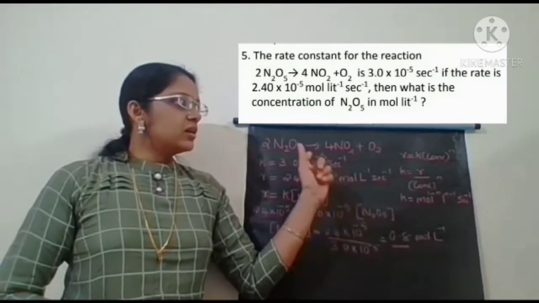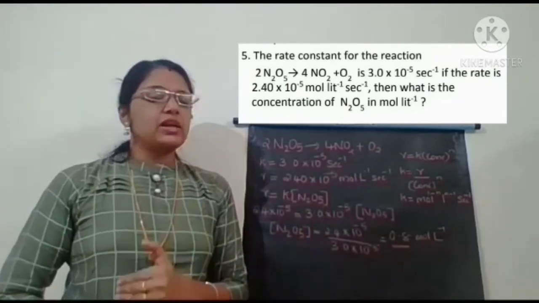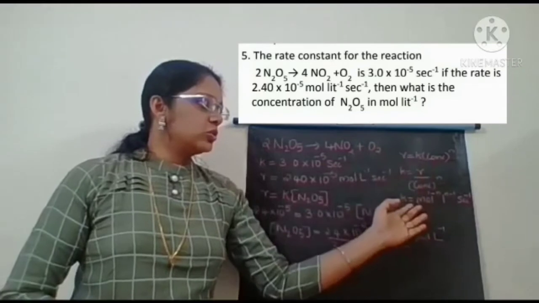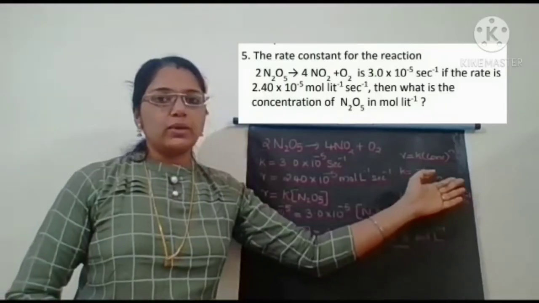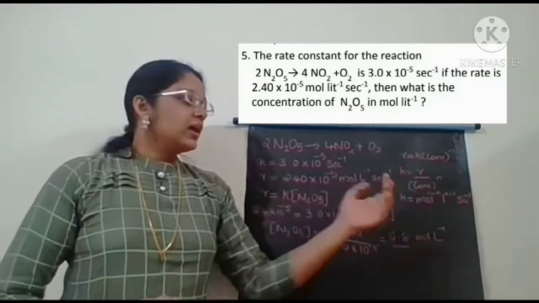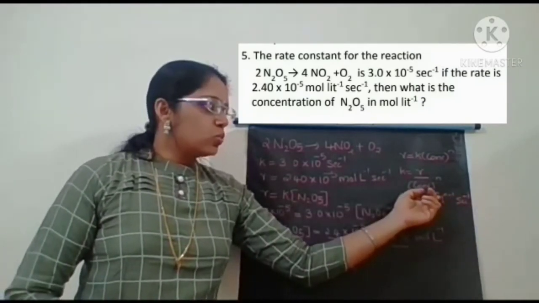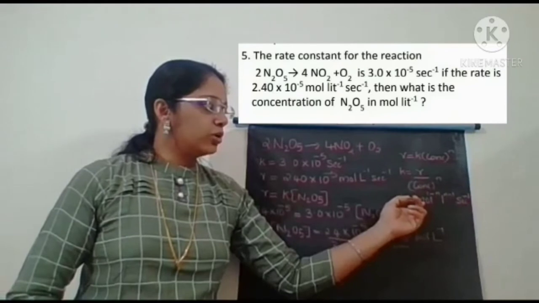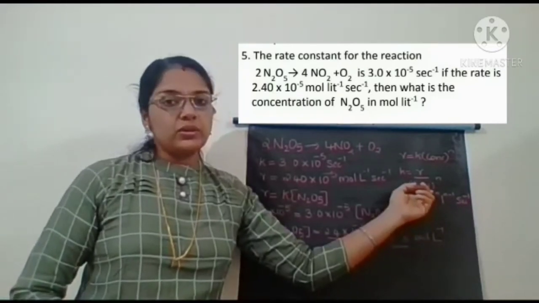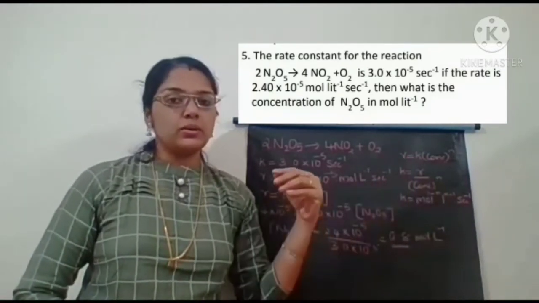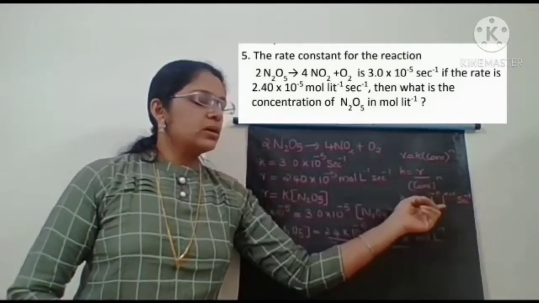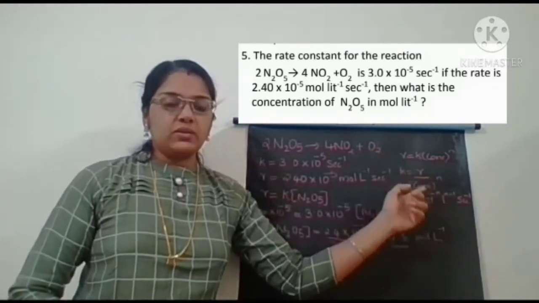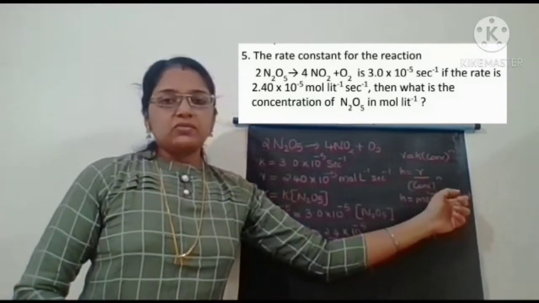For a general nth order reaction, the rate constant unit we have derived as mole raised to 1 minus n, liter raised to n minus 1, second inverse. Here if n is 1, then it becomes mole raised to 1 minus 1, and 1 minus 1 means 0. So mole raised to 0 is equal to 1. Again liter raised to 1 minus 1, liter raised to 0, is again 1. So then second inverse is left.